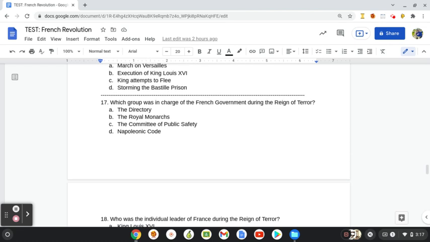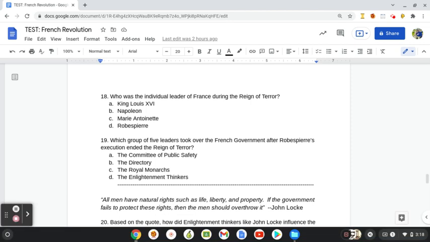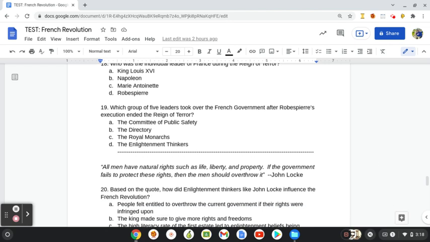17. Which group was in charge of the French government during the Reign of Terror? The Directory, the Royal Monarchs, the Committee of Public Safety, or Napoleonic Code? 18. Who was the individual leader of France during the Reign of Terror? King Louis XVI, Napoleon, Marie Antoinette, or Robespierre? 19. Which group of 5 leaders took over the French government after Robespierre's execution ended the Reign of Terror? Was this the Committee of Public Safety, the Directory, the Royal Monarchs, or the Enlightenment thinkers?